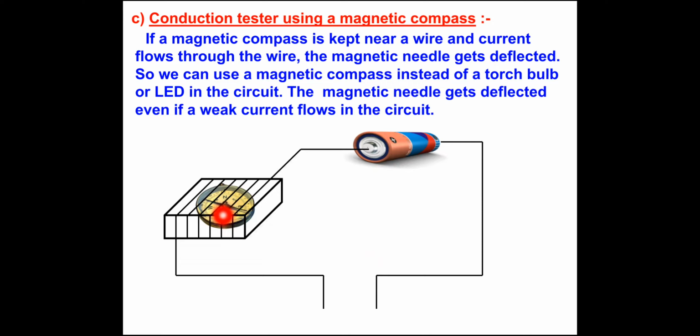Now see here, when the current starts flowing through this electric circuit, the magnetic needle gets deflected even if a weak current flows in the circuit. If there is a weak current in the circuit, then also the needle inside the magnetic compass will start moving, which means it will show the deflection. And when it shows the deflection, then you can come to know there is an electric current in the circuit.